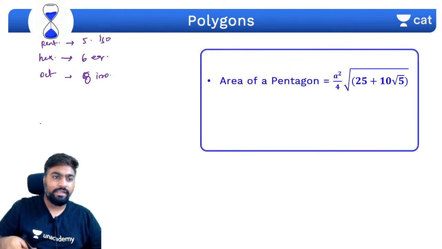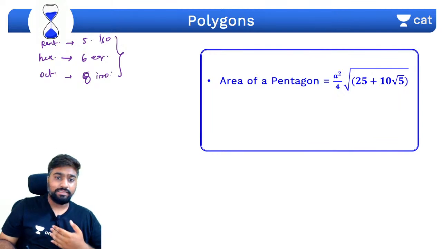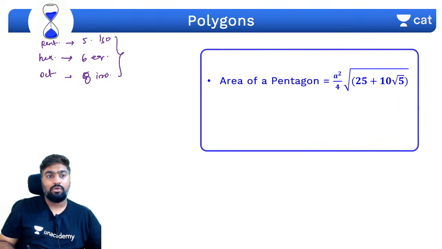So the area of a pentagon, if you cannot do it this way and you want the formula for it, I would rather suggest you don't. But अगर कुछ नहीं हो रहा है और formula चाहिए तो फिर you can go for this. Area of a pentagon is given by a square by 4, where a is the side, not the diagonal, side. A square by 4 into 25 plus 10 root 5. Yes, 25 plus 10 root 5 into a square by 4. This will give you the area of the pentagon.